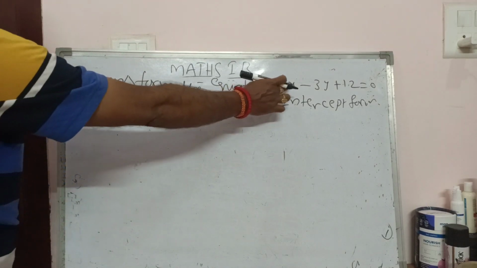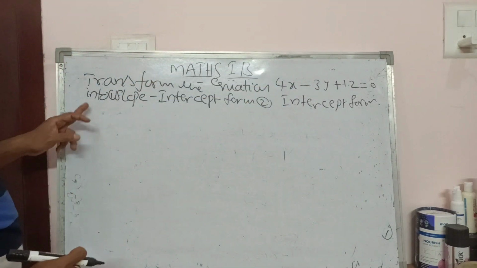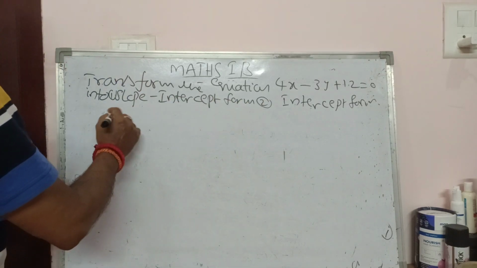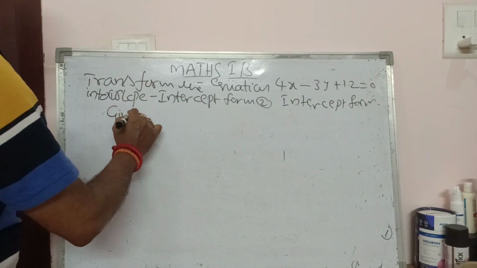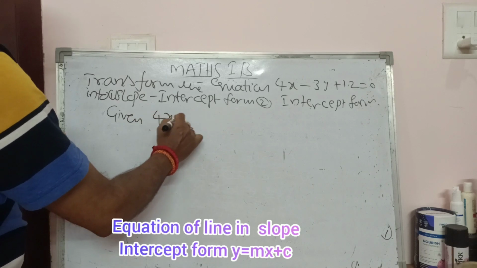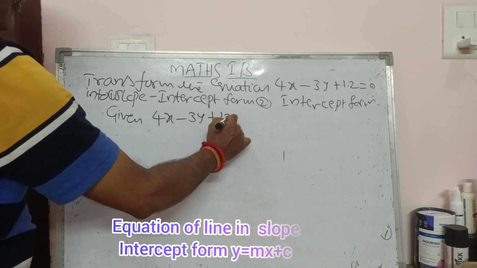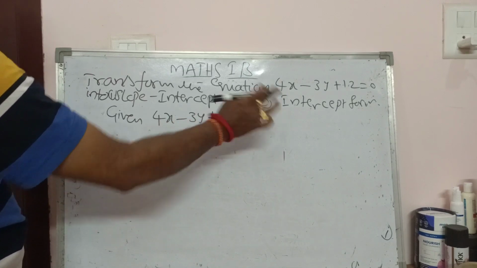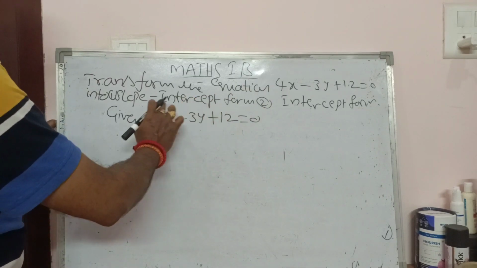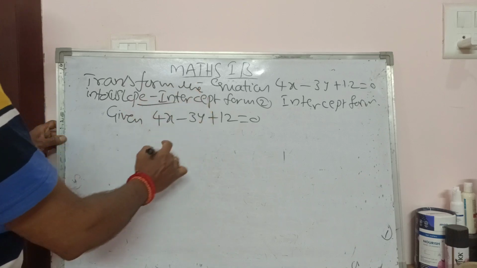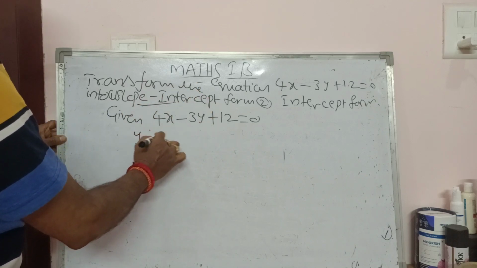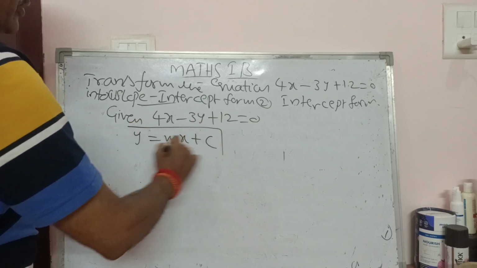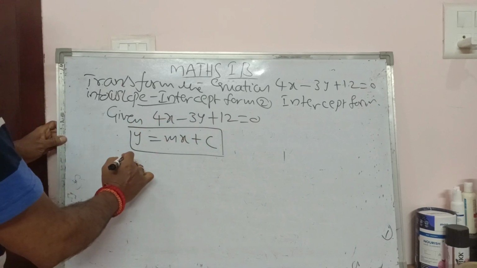Transform the equation 4x minus 3y plus 12 is equal to 0 into slope intercept form and intercept form. So, given equation 4x minus 3y plus 12 is equal to 0 is in the standard form of ax plus by plus c is equal to 0. So we have to transform this equation into slope intercept form. What is the standard form of slope intercept form of a straight line? y is equal to mx plus c.